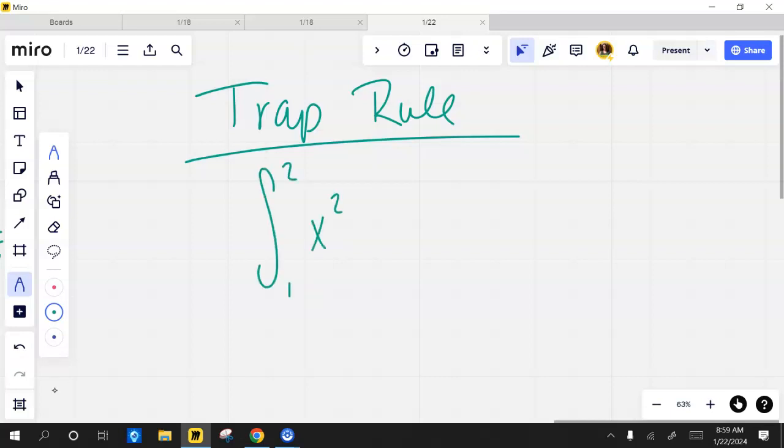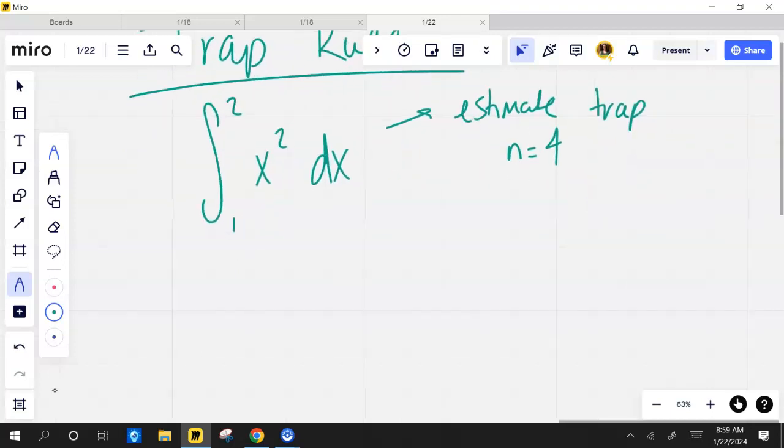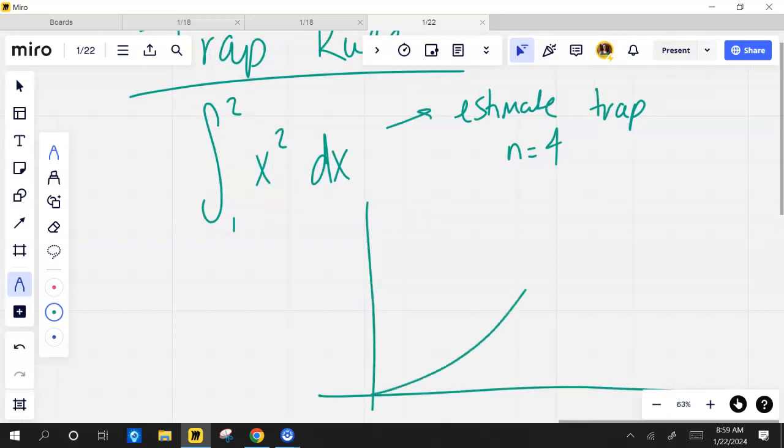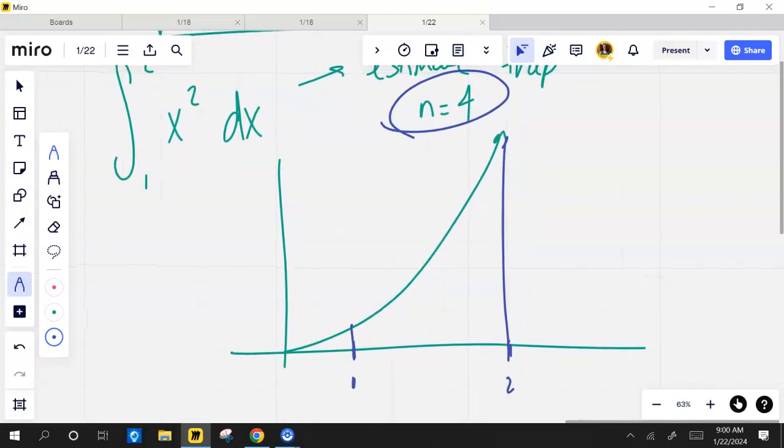Let's say I have x squared, which is just my parent parabola, right? And I want to estimate this using trap rule with 4 intervals. I'm going to think about this a lot like RAM and how I set it up. Here's x squared, exaggerated a bit. I'm going from 1 to 2, and I want 4 intervals. So my width each time needs to be what? 0.25, because I do max minus min divided by how many intervals I want, which gives me 1/4. Everybody okay there?